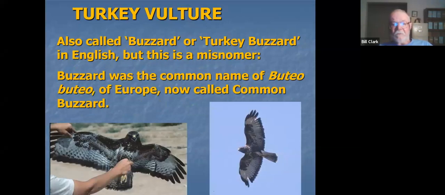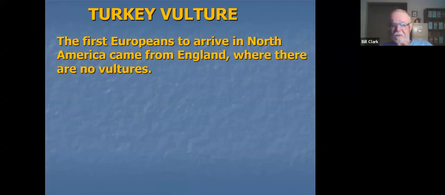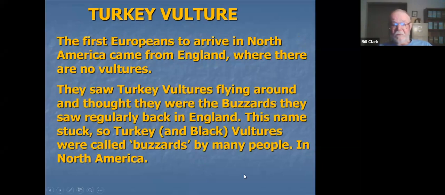Buzzard was the common name of the buteo of Europe, which is now called common buzzard. And this is the bird that occurs in England, where the first European settlers came to North America, and they don't have vultures in England. And so when they saw the turkey vulture flying over, they thought it was the common buzzard that they had regularly back in England. Now we have to remember at that time there were no ornithologists, no bird watchers, no binoculars, no field guides, and so therefore it was just common knowledge of what you saw out there.